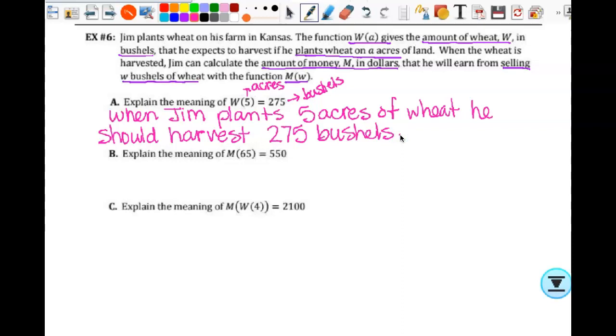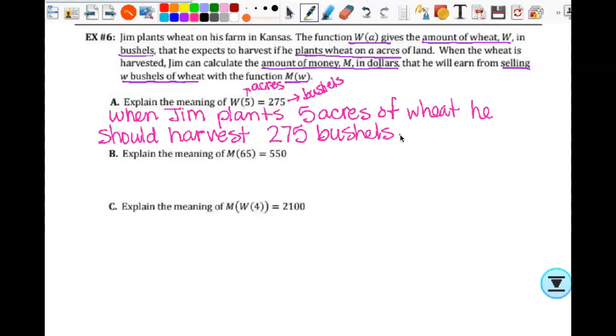Anybody know how much a bushel is? I don't, so I'm just wondering if maybe somebody knew. It's a big basket of something. It's what I picture in my head. I couldn't honestly tell you how big an acre is either, but all right.